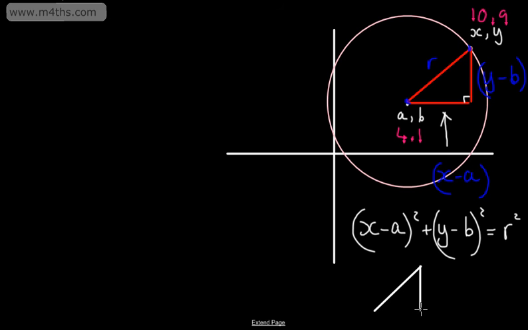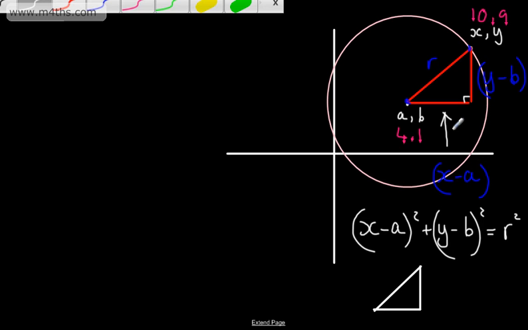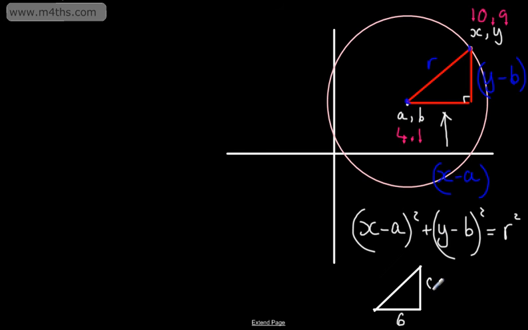If we look now at the change in x, we would have the following. So we would have change in x. So this is 10 minus a, which is 4. So 10 minus 4 is 6. The change in y just here, this is y coordinate of 9. This is the centre, which is 1. B is 1. 9 minus 1 is 8.